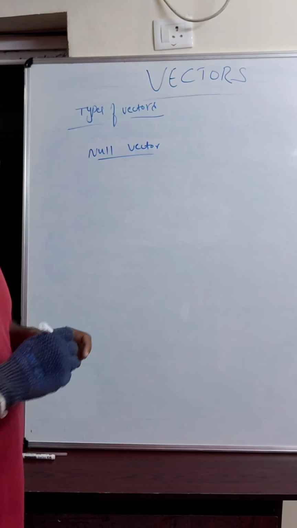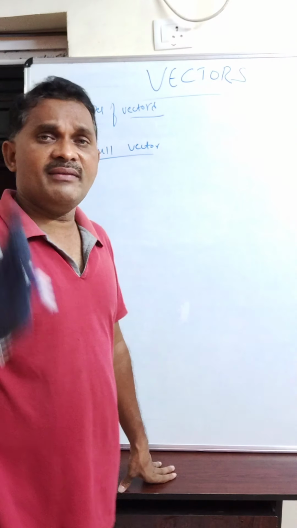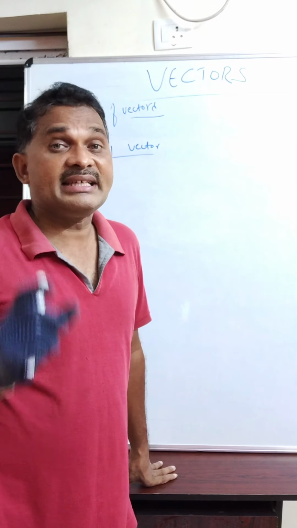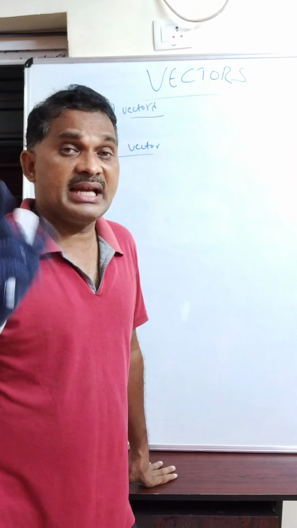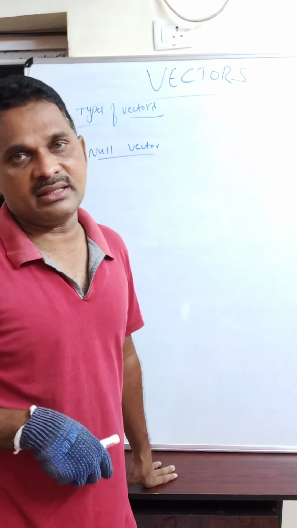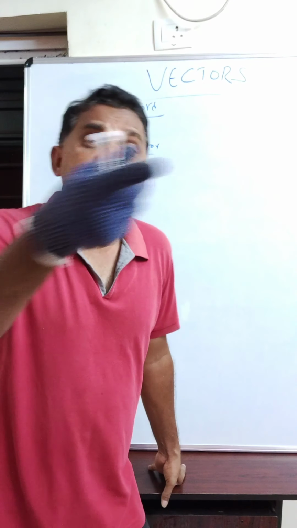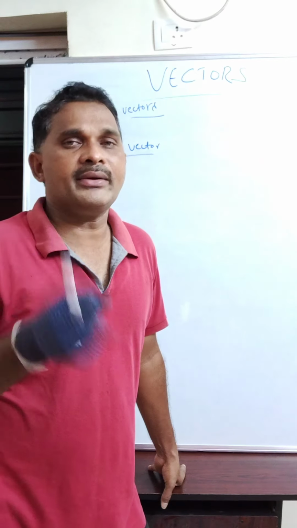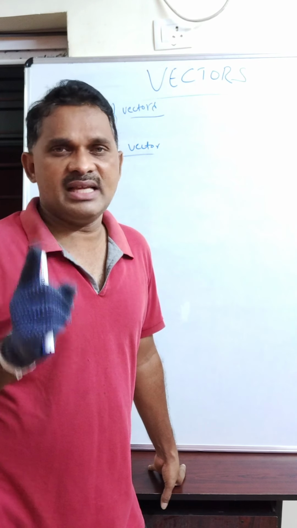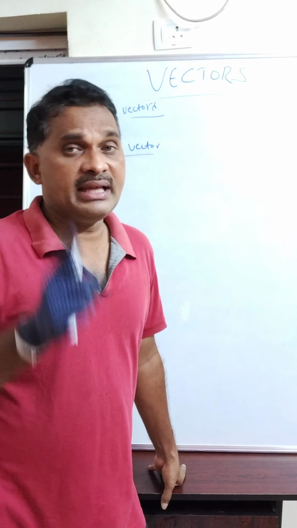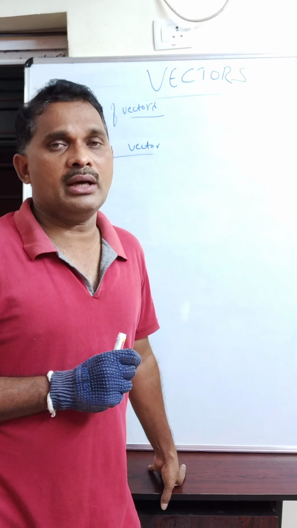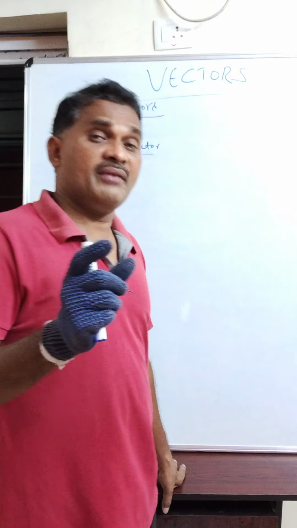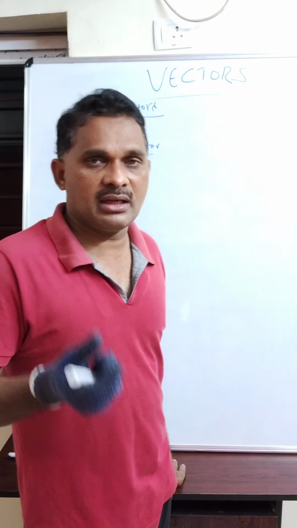What are null vectors? Simple. A null vector is any vector whose magnitude is 0. Direction is not specified. Such kinds of vectors are called null vectors. Example, a complete rotation of an object. One complete rotation of an object gives a displacement of 0. Then the magnitude becomes 0, and such vectors are called null vectors.